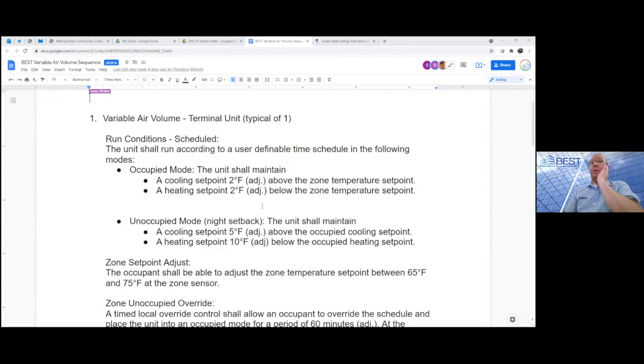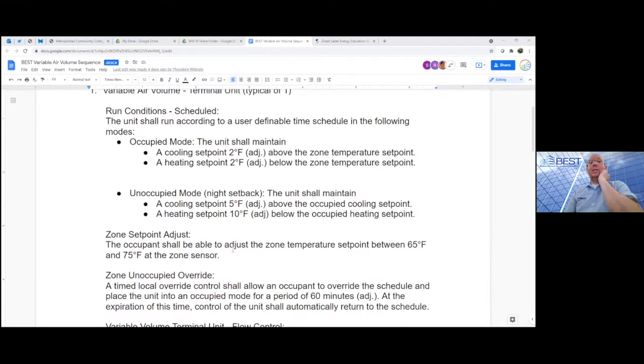During our occupied mode, we have a total of 4 degrees of drift between our active heating and cooling set points. These will be dictated by your slider or potentiometer type adjustment at the thermostat, so that the user has the ability to set a general set point between 65 and 75 degrees. That's what we're shooting for here.